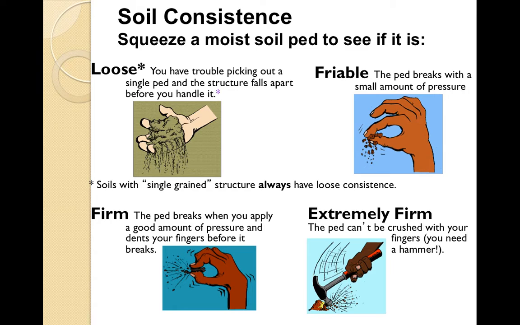And here you can see again, soil consistency can be broken up by loose, where it will fall through your fingers; friable, which means it breaks apart in your hand; firm, which will not break apart; and extremely firm, where you're going to have to take a hammer and beat it.